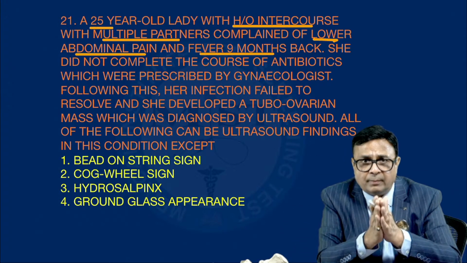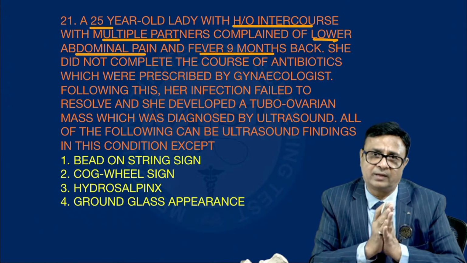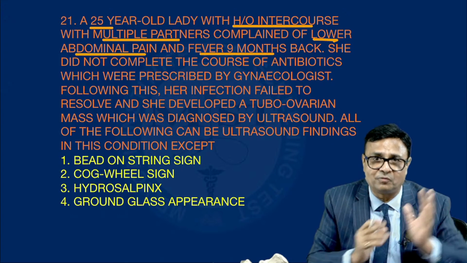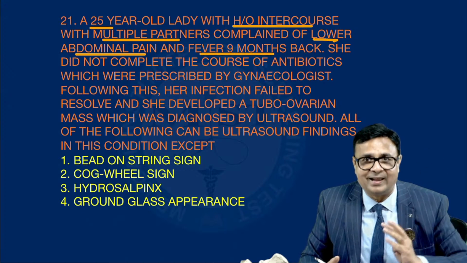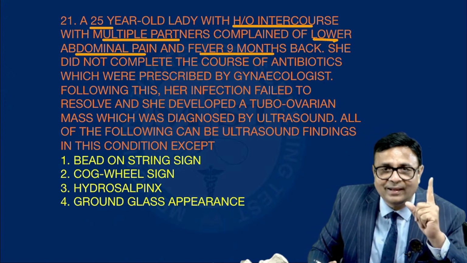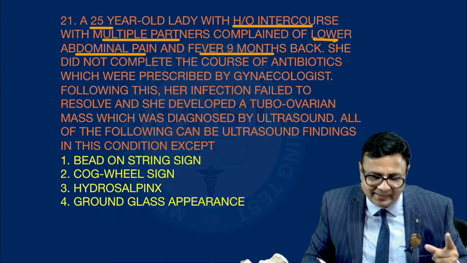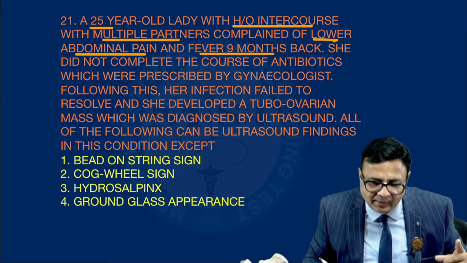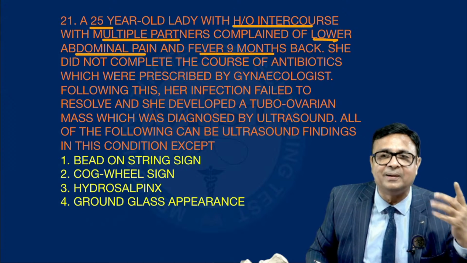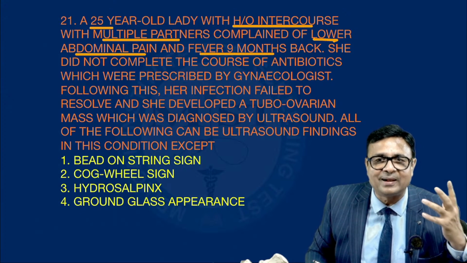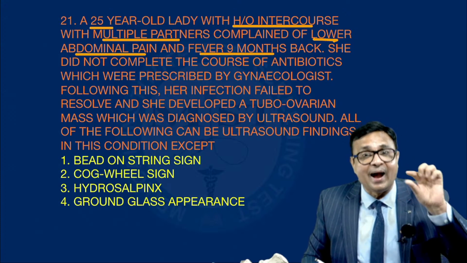Now the examiner is asking what should be the ultrasound findings for this condition. Chronic PID ultrasound findings we know: bead on string sign, cogwheel sign, waist sign, hydrosalpinx. But ground glass appearance is seen in endometriosis.